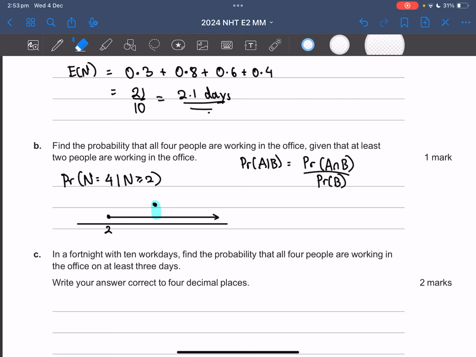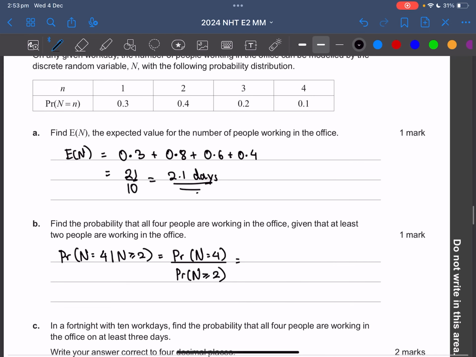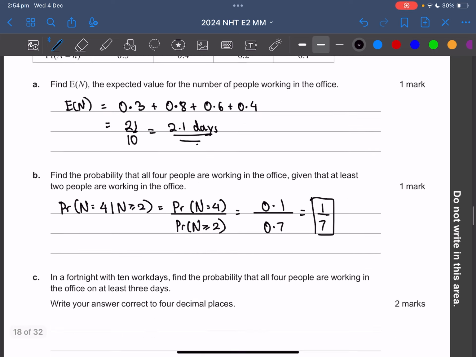That's it. So we can basically write that this is equal to probability that n is equal to 4 over probability that n is greater than or equal to 2. We are given the probability that n equals 4 is 0.1, divided by probability that n is greater than or equal to 2, which is all of these three added together. So that would be 0.4 plus 0.2, which is 0.6, plus 0.1, which is 0.7. So 0.7. And that is equal to 1 on 7. Okay? So that's how we do this question.